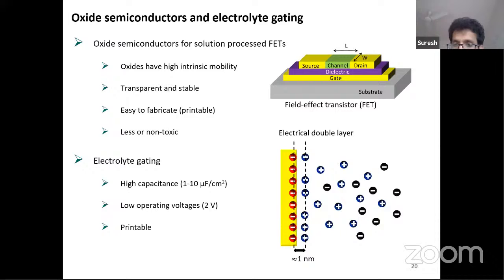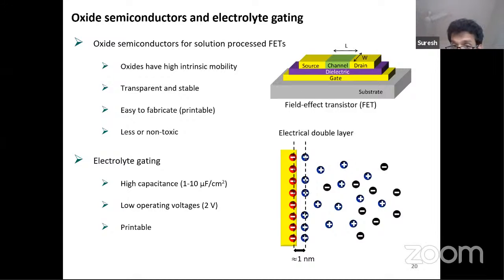So in case of electrolyte, you accumulate the opposite ions. So that forms a capacitive in nature. So you have a capacitor, the parallel plate capacitor. So this parallel plate capacitor is having very small distance, approximately around 1 nanometer. So such a small distance will give you very high capacitance.